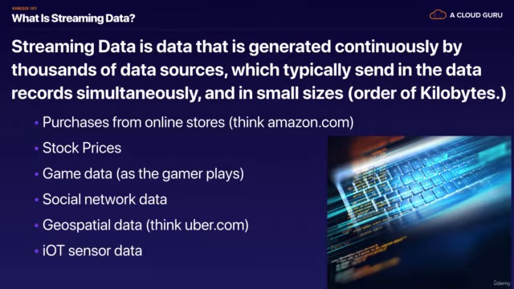And then finally, we have IoT sensor data. So you could have an IoT garden, you could be a farmer using IoT devices across your farm, and all of this data is being streamed into a central source. So that's all streaming data is. It's data that's generated continuously by thousands of different sources, and typically this will be done simultaneously and in small sizes, and we're talking about kilobytes.